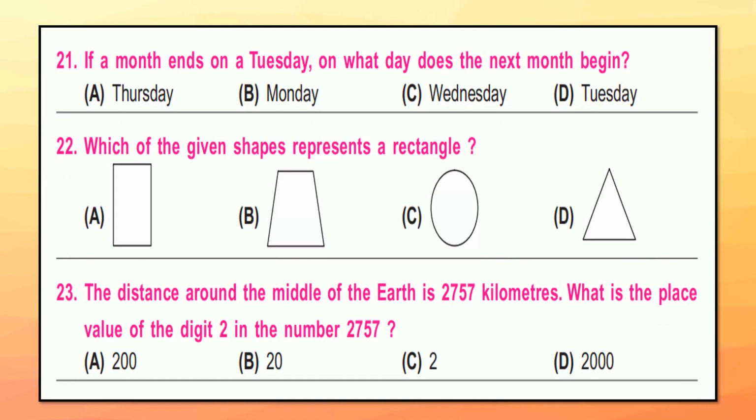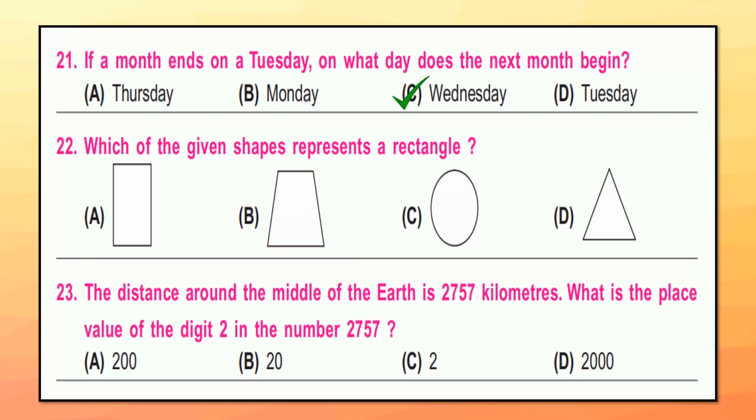Question number 21. If a month ends on a Tuesday, on what day does the next month begin? Option A, Thursday. Option B, Monday. Option C, Wednesday. Option D, Tuesday. If a particular month ends on a Tuesday, then the next day would be a Wednesday, that is the beginning of the next month. So the correct answer is option C, Wednesday.